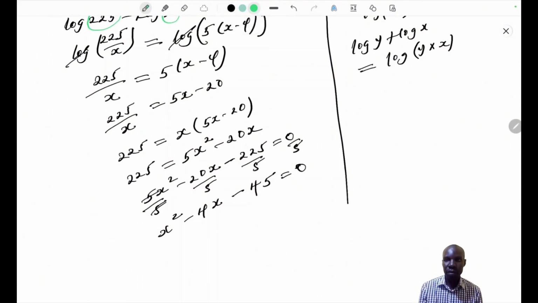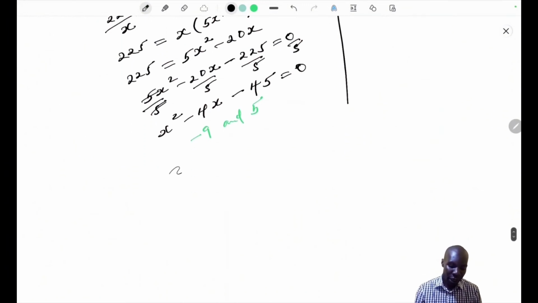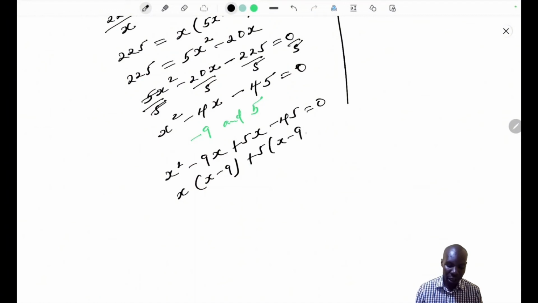So this is a quadratic equation. This has led us to a quadratic equation which we can solve using the factorization method, whereby we need to find two numbers that if you multiply give you minus 45, and if you add give you minus 4. So the two numbers are minus 9 and positive 5. So we'll have x squared minus 9x plus 5x minus 45 equal to 0. So x in bracket x minus 9 plus 5 in bracket x minus 9 should give us 0. So x plus 5 in bracket x minus 9 should be equivalent to 0.